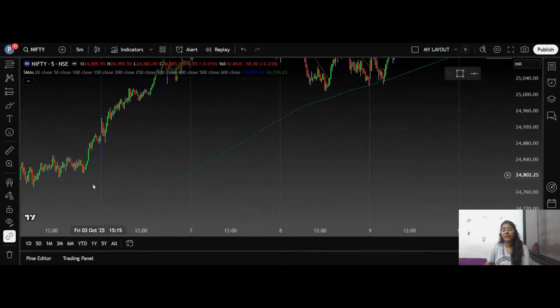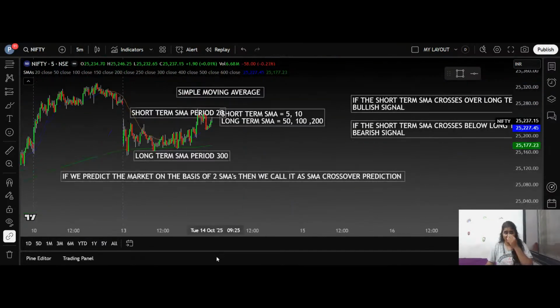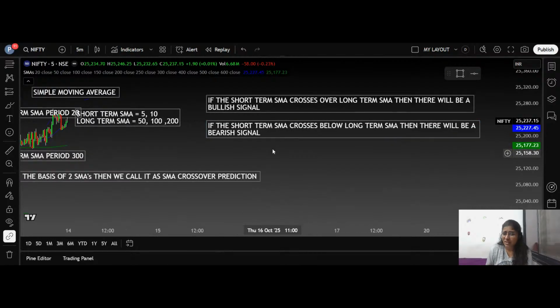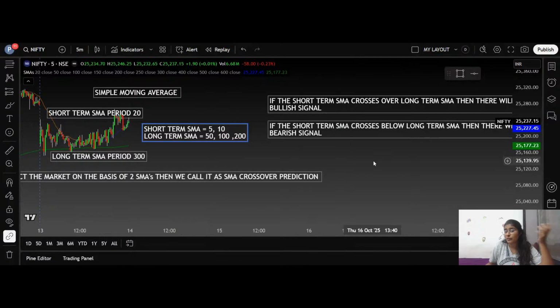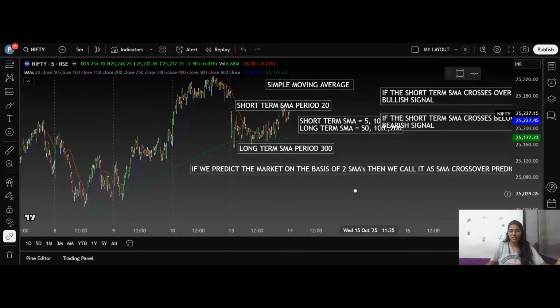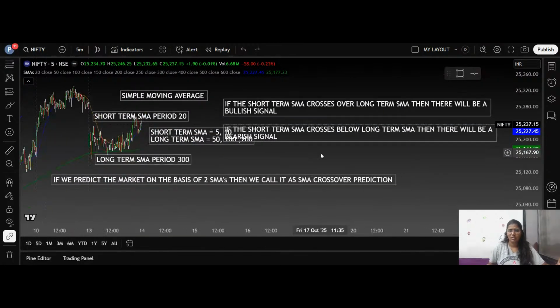So the prediction of the market is: if the short-term SMA crosses over the long-term SMA, then there will be a bullish signal. And if the short-term SMA crosses below the long-term SMA, then there will be a bearish signal. This is what we can predict from SMAs. Is it right or wrong? Again, I'm telling you, you have to backtest it. And I am very eager to hear your results. So this is the prediction from these signals.